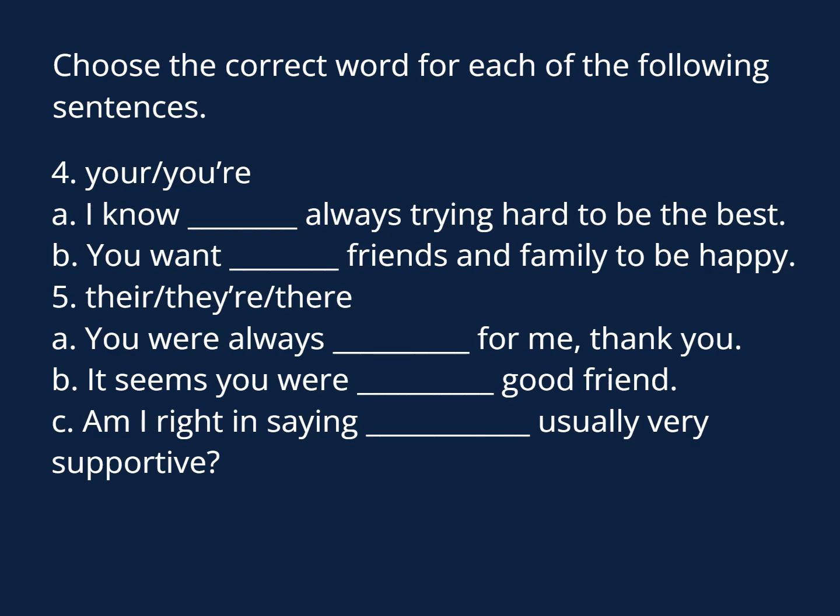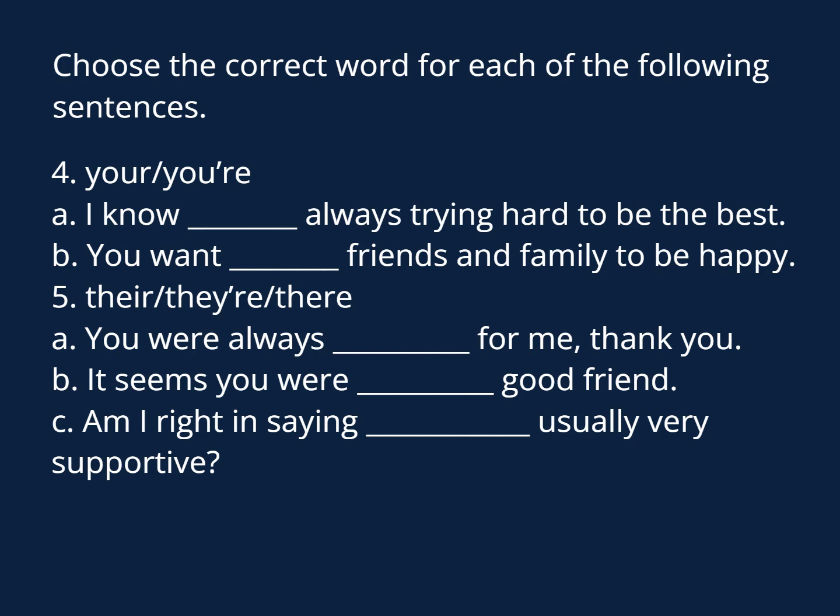Okay, guys, you know the drill. Sentence 4 is a choice between "your" and "you're". Sentence A says, I know you're always trying hard to be the best. And sentence B says, you want your friends and family to be happy.